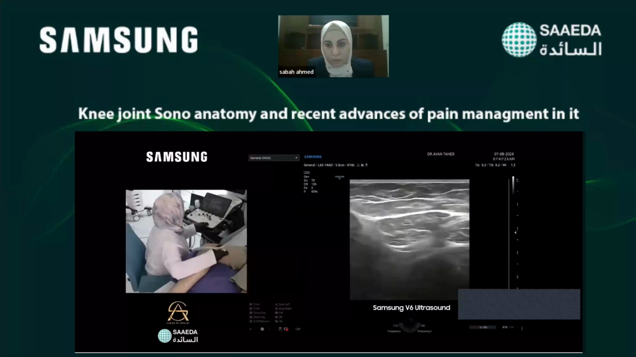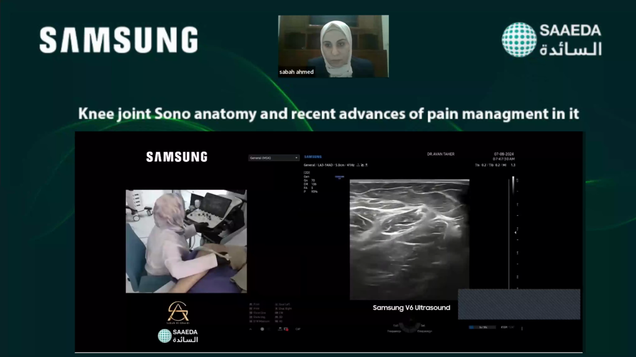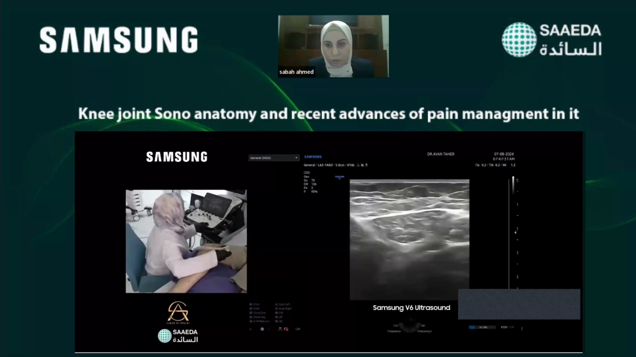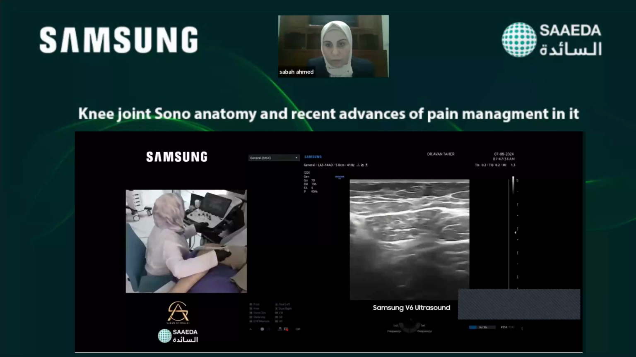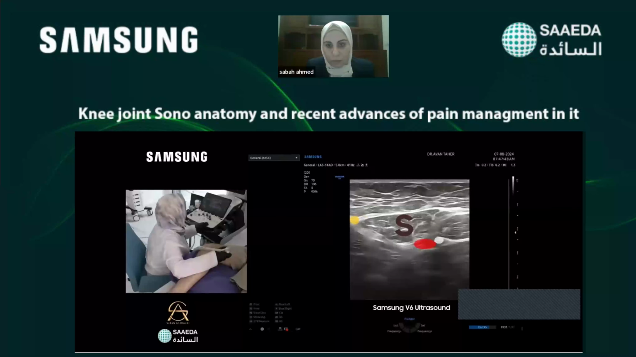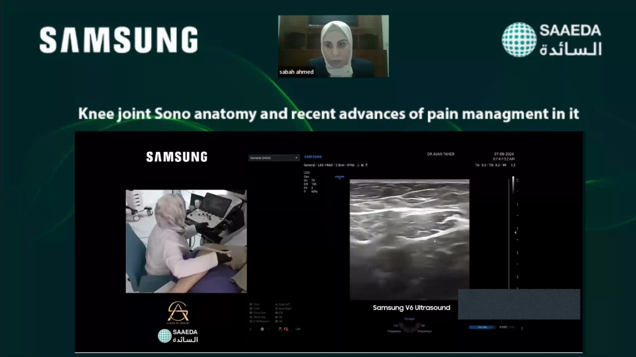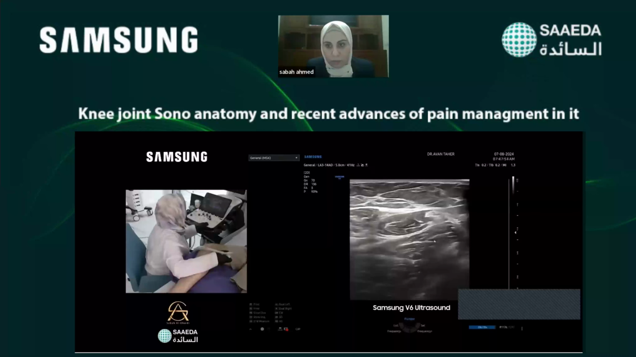So I go again. This is the femoral artery. Beside it is the main saphenous nerve. The main saphenous nerve continues with it till reaching between the two muscles, gracilis and sartorius. So you see it passes between them.